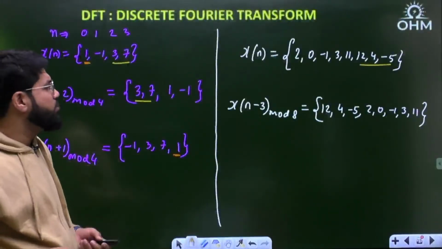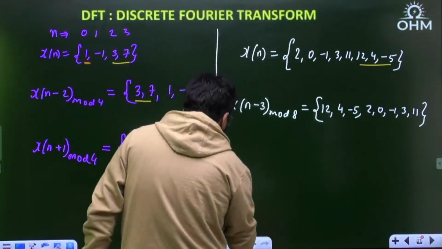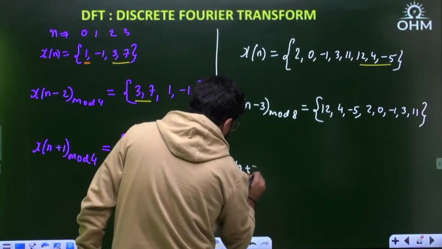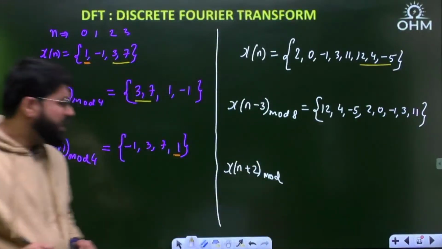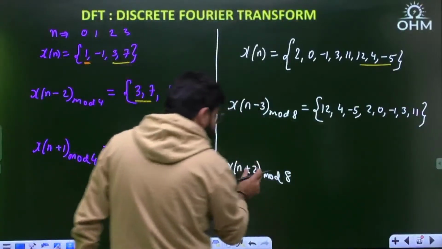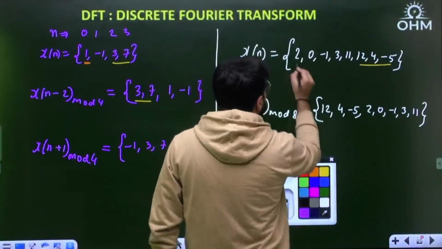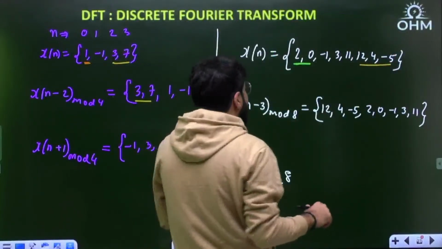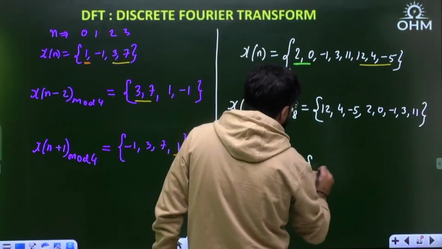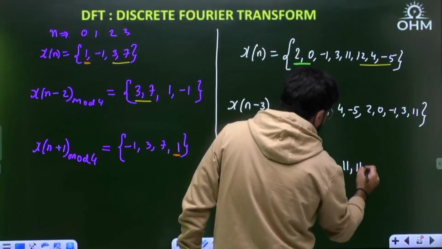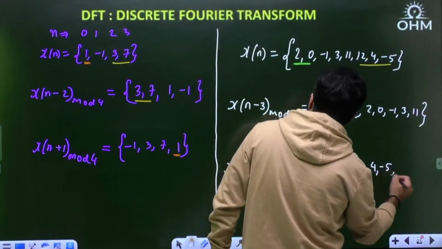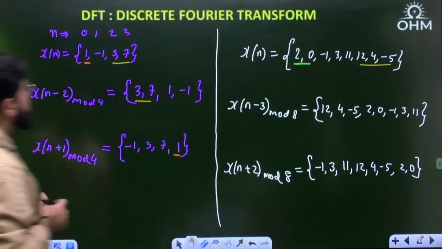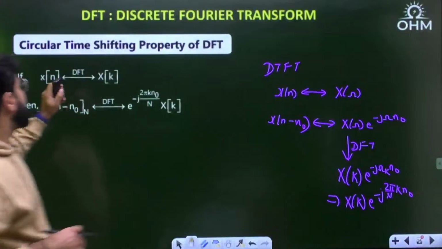For the previous one, let me elaborate one more case. Suppose for this example you want to write x of n plus 2, mod 8. So what is n plus 2? Circular left shifting. What do you do in circular left shifting? These two should be left shifted, but there is no space on the left. Think like this: they will go to the end, and the rest will left shift. So the signal starts from -1, 3, 11, 12, 4, -5, 2, and then 0. Clear, everybody? This is what circular shifting is, and then we have the circular time shift property of the DFT.